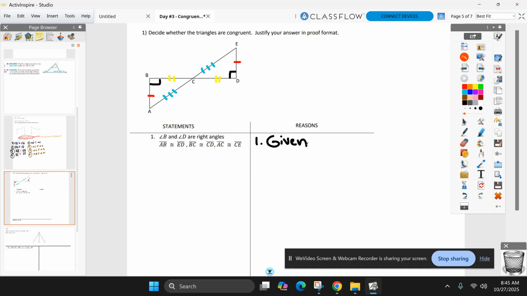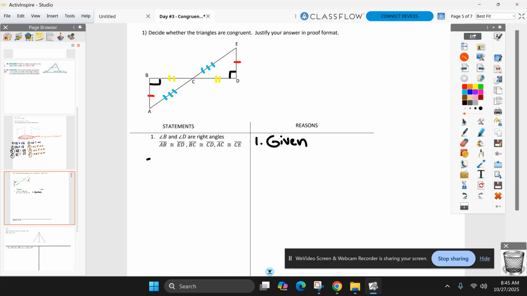Anybody see a pair that's already congruent? Jack, what's already congruent? B congruent to D. Why are they congruent? Because they're both right angles. Okay, let's go back to Unit 2, the pink sheet on the board. If you have two right angles, they are already what, Jack? All right angles are congruent. All right, so there's my first pair.